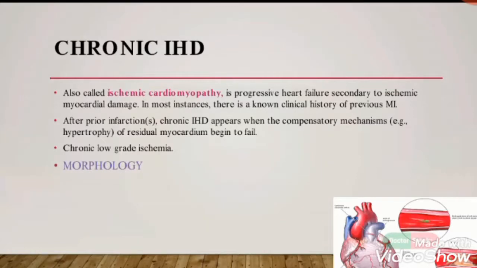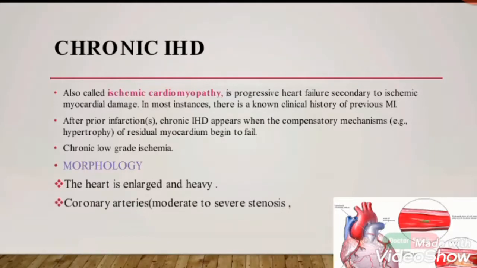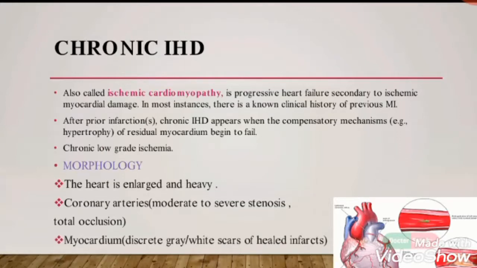The morphology of this: patients with ischemic heart disease typically exhibit left ventricular dilation and hypertrophy, often with discrete areas of gray-white scarring from a previous healed infarct. The endocardium generally shows patchy fibrous thickening, and mural thrombi may be present. The microscopic findings include myocardial hypertrophy, diffuse subendocardial myocyte vacuolization, and fibrosis from previous infarction.